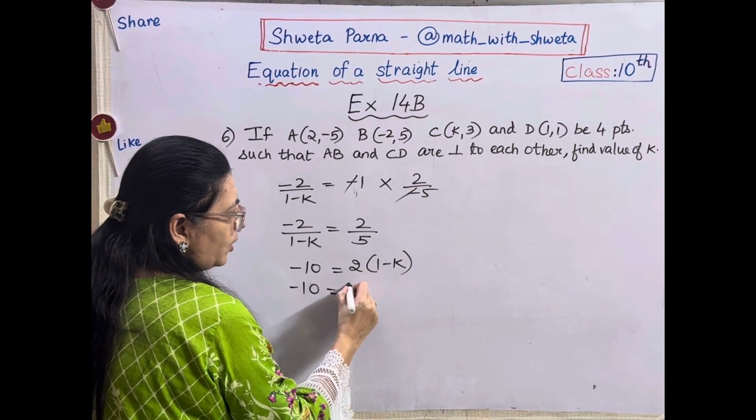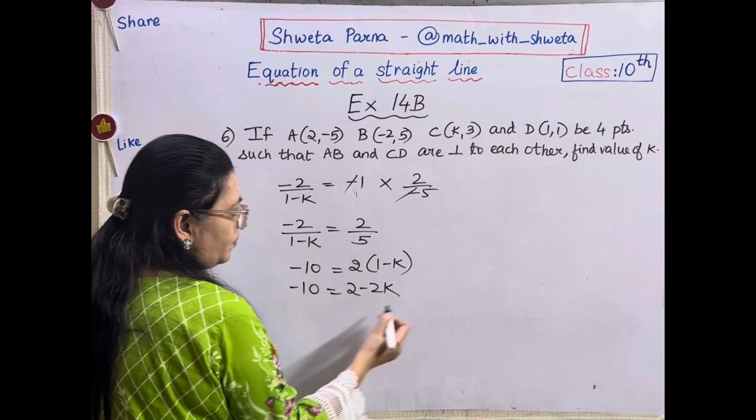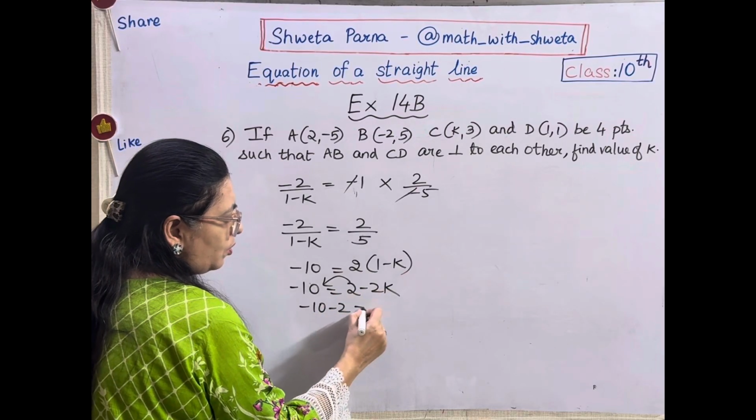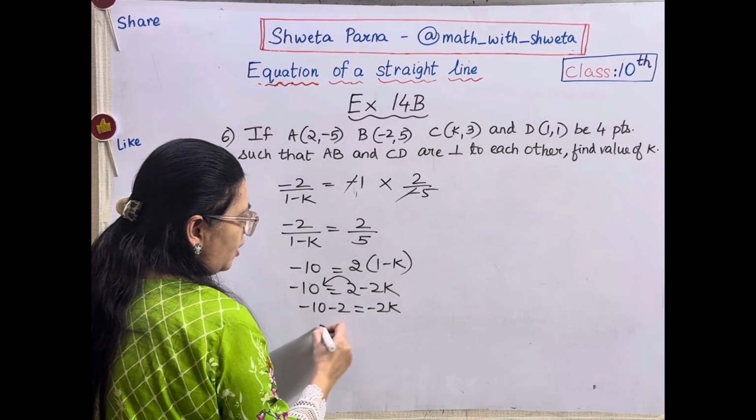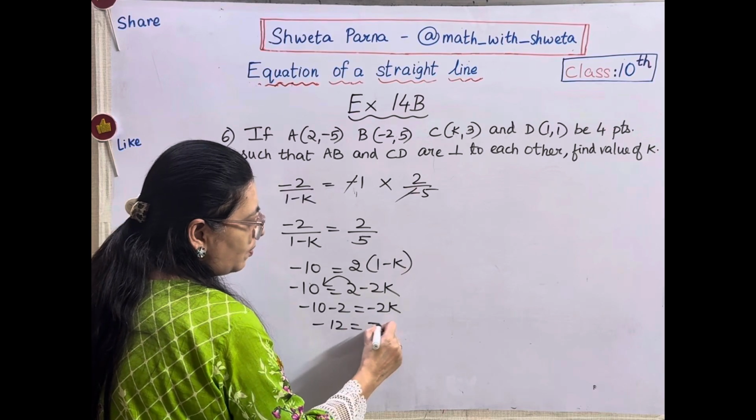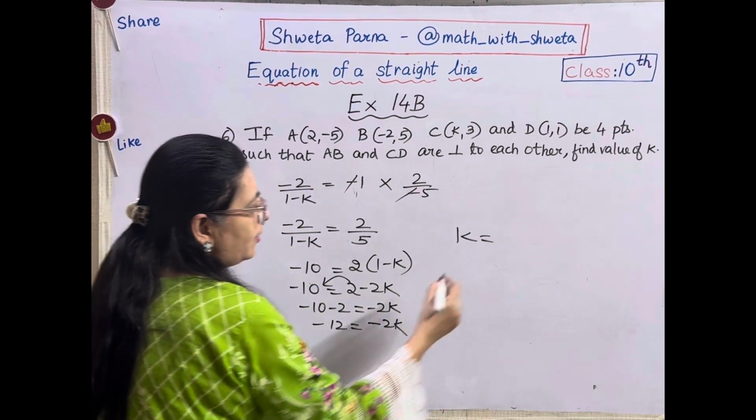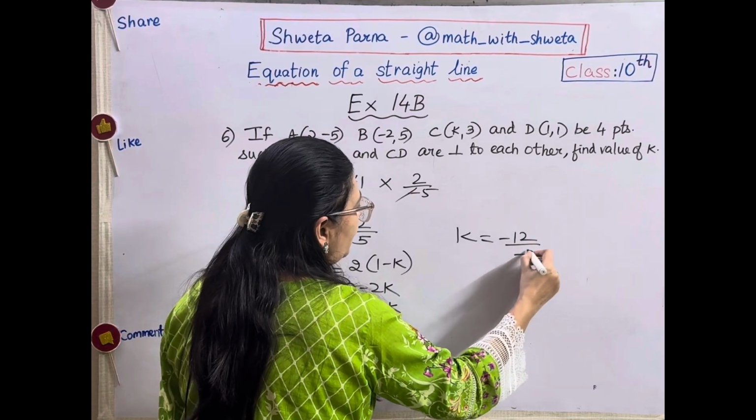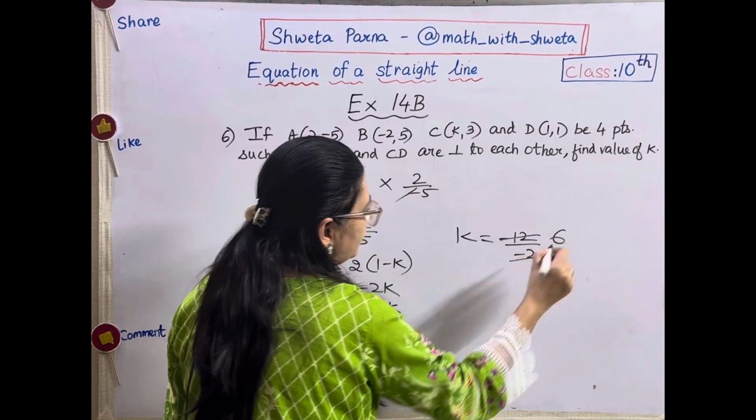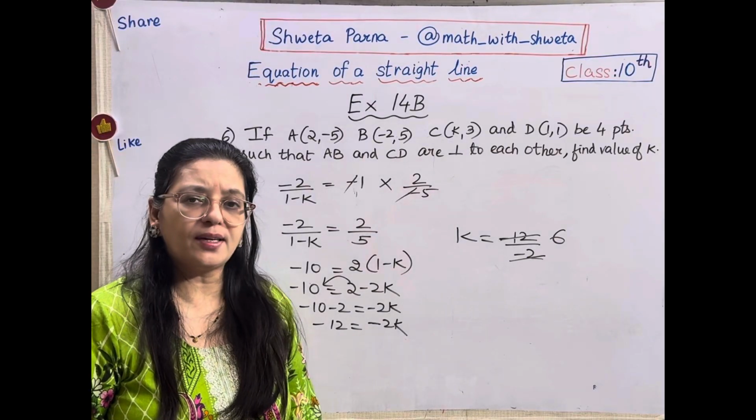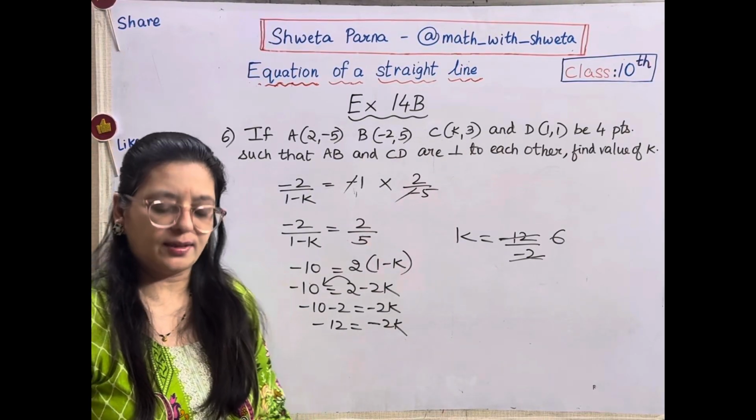Minus 10 is equal to 2 minus 2k. So bring 2 to this side. Minus 10 minus 2 is equal to minus 2k. Minus 12 is equal to minus 2k. So what is the value of k? K is minus 12 divided by minus 2, which is 6. You have to find the value of k. I hope it's clear. Come on, let's go to the next one.